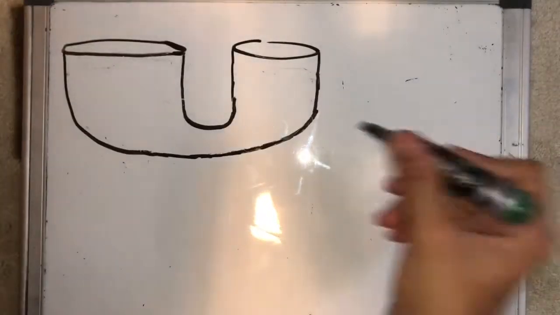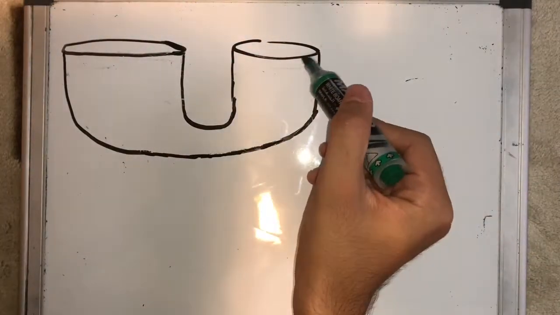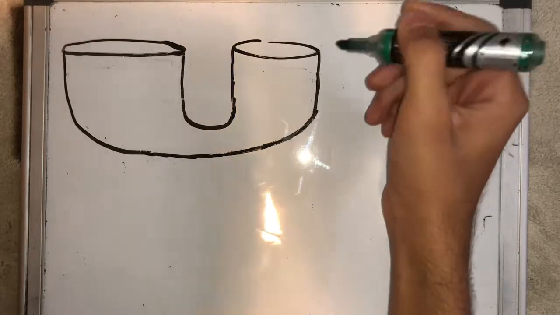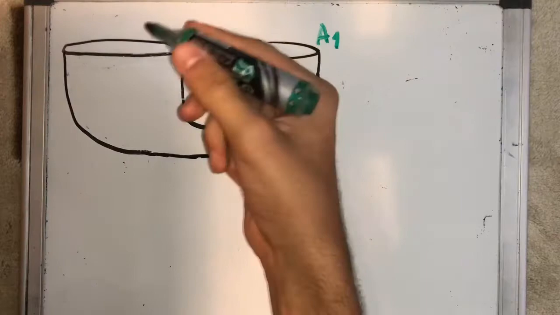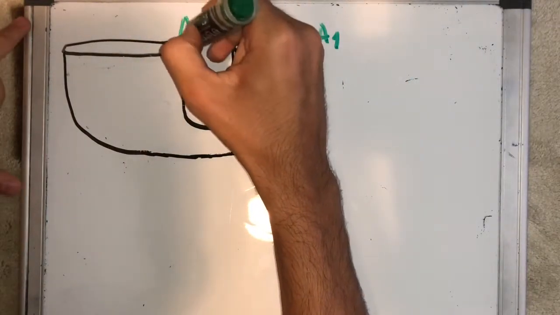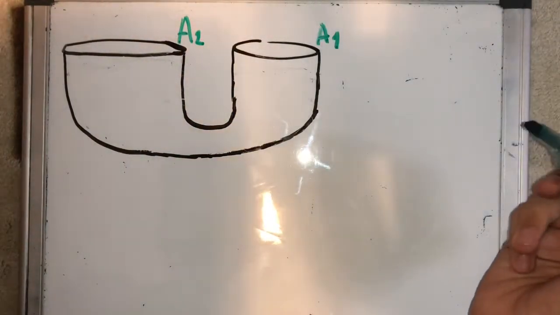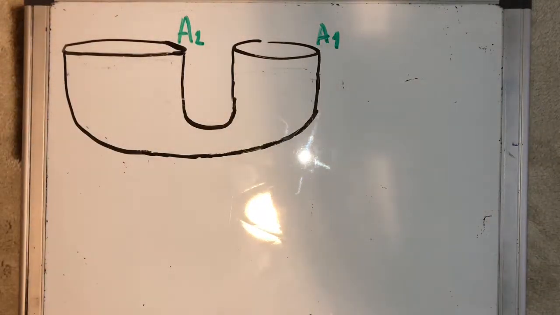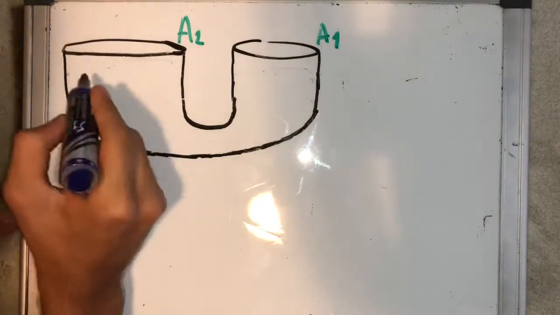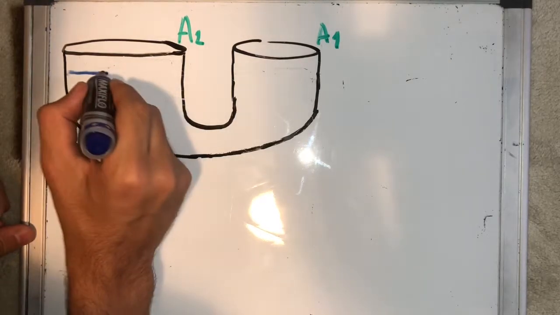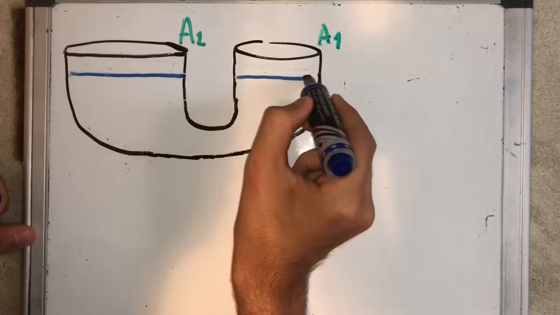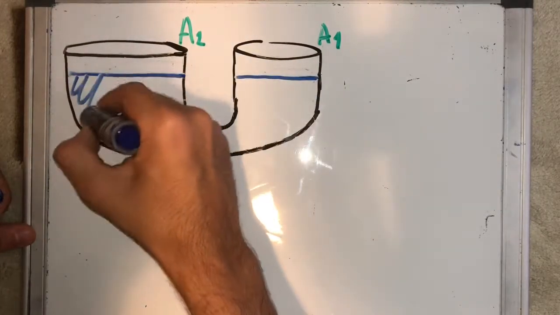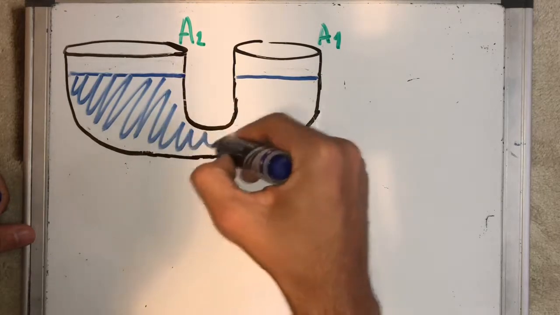Okay, let's say that we have this container here with one side of an area greater than the other side. We'll label the first area as A1 and the second area as A2. Now let's say that we fill this container with some type of liquid, and remember that the liquid here is incompressible.